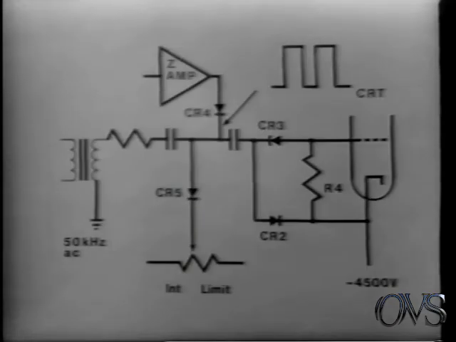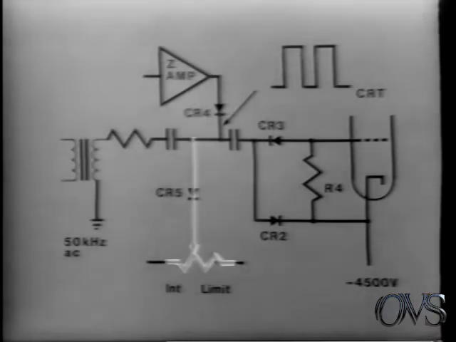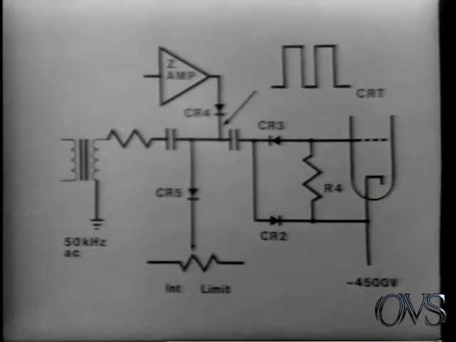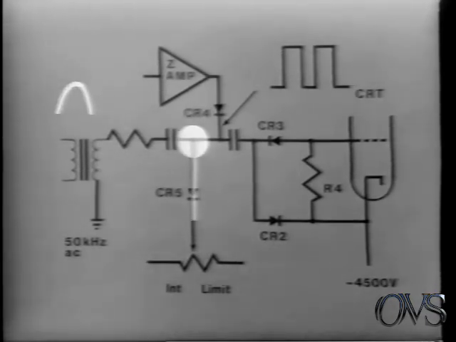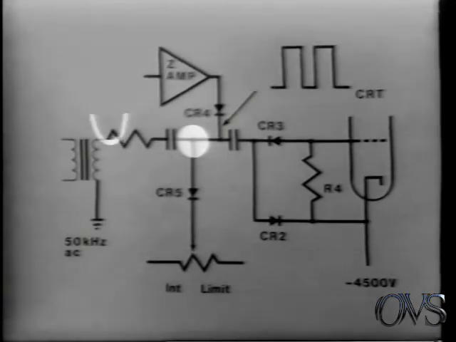Looking at a more complete schematic, we find that the Z-axis amplifier is tied into the circuit through clamping diode CR4. The intensity limit pot is connected into the circuit through clamping diode CR5. During the positive excursion, the AC voltage at this junction will be clamped by CR5 to the DC level established by the intensity limit pot. And, during the negative excursion, the voltage is clamped by CR4 to the DC output level of the Z-axis amplifier.